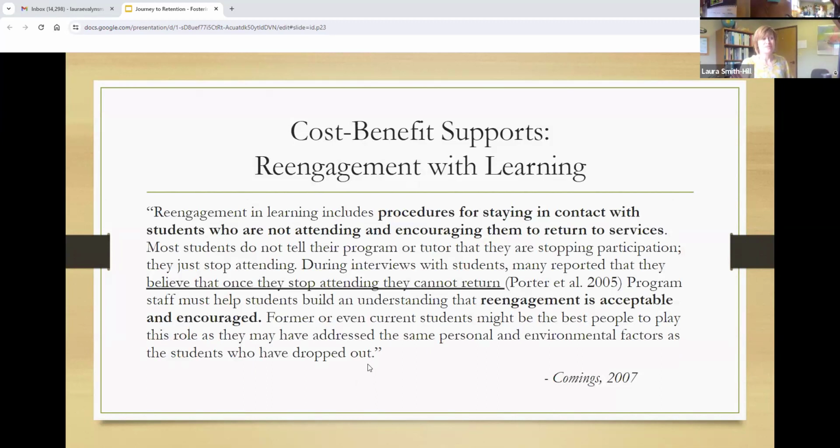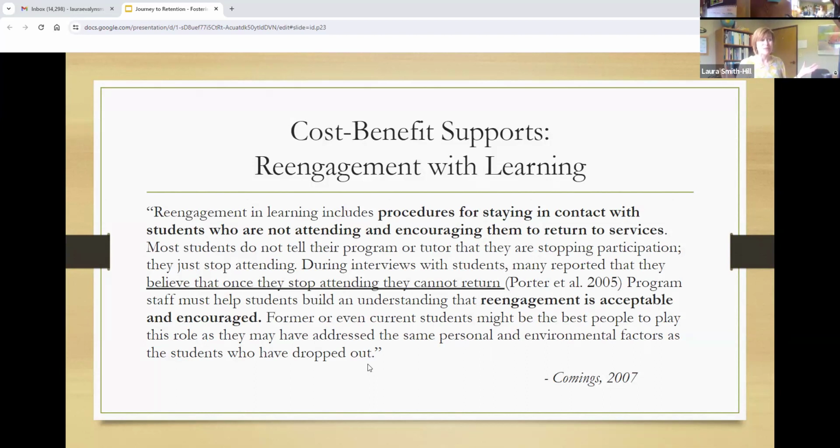And this was really impactful for me to see this 2005 research that during interviews with students, many reported that they believed once they stopped attending, they could not come back. A majority of students during this interview, or many, I should say. And re-engagement procedures for staying in contact with students that have left the program, that is an important programmatic support that we can offer. How do we re-engage? How do we stay connected with students that have left?